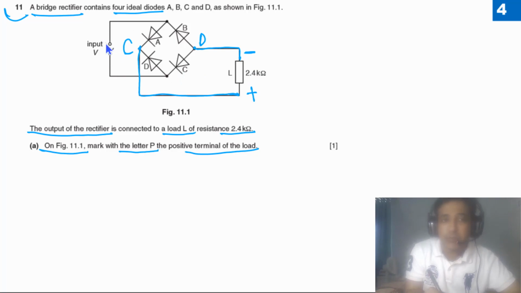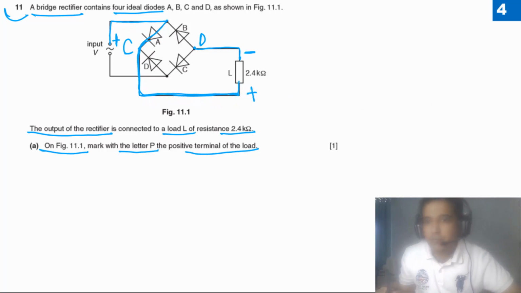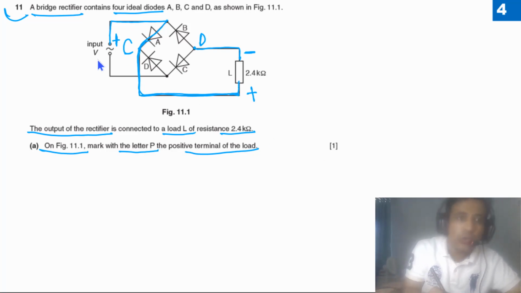You can even check with the current. So we will check once. Let's say when this is positive, half of the cycle. So how will current flow? Current will flow like this. At this point, current cannot go this way, so current will pass through this diode because this one is reverse biased. So current will enter from this side. So this is positive.